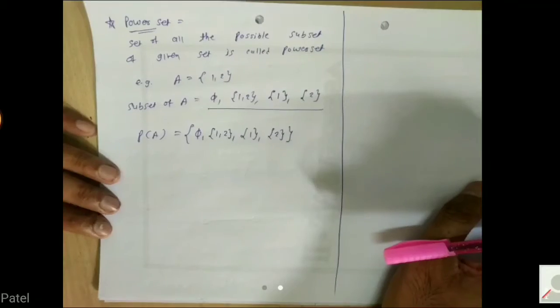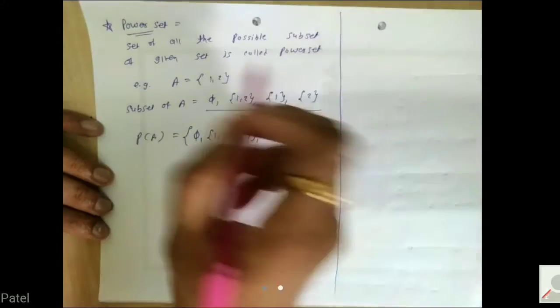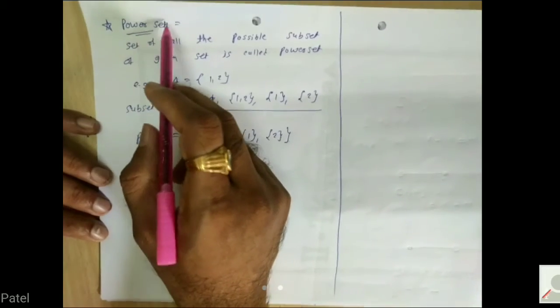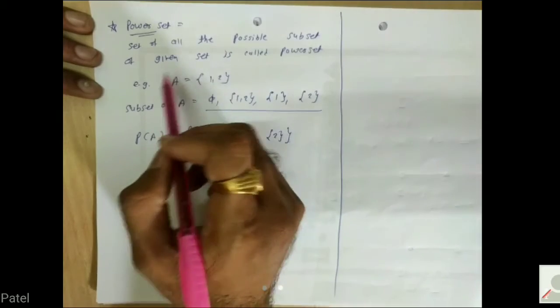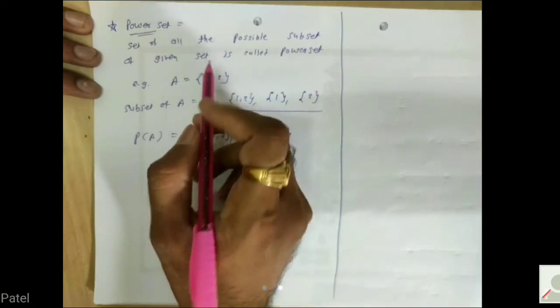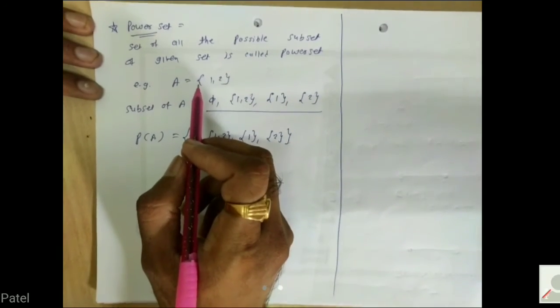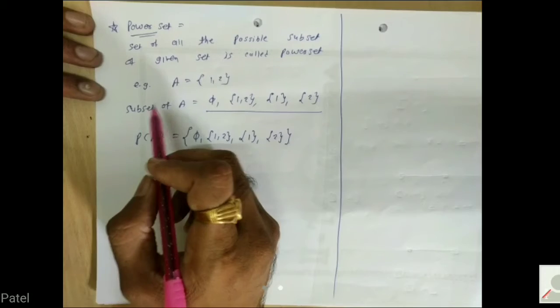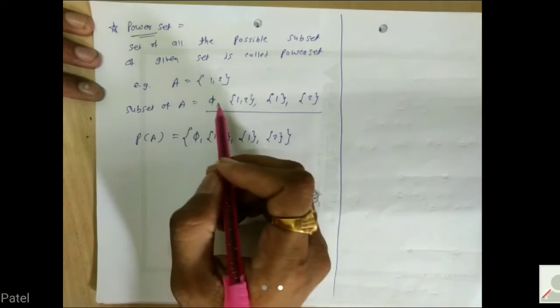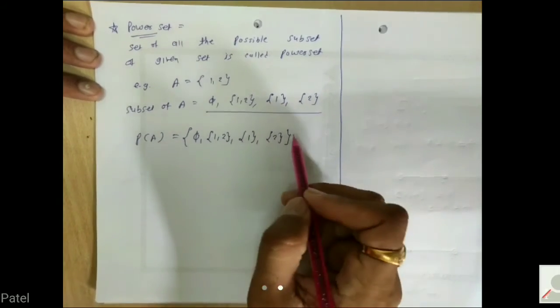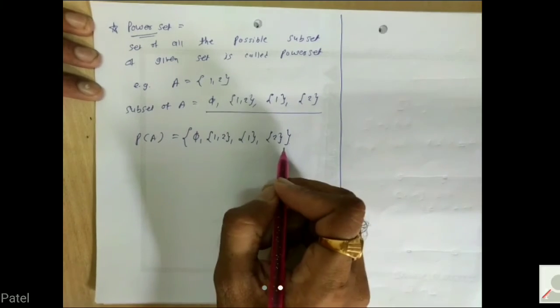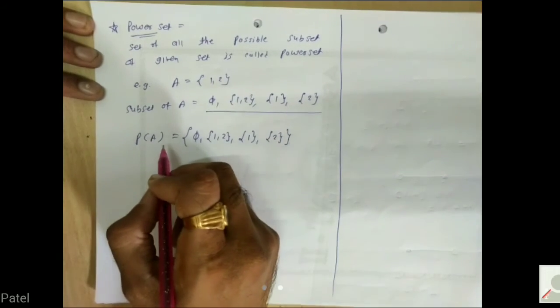Okay. Our concept is power set. So what is power set? Power set is the set of all possible subsets of a given set. For example, if you are given set A, then for set A, the set of all possible subsets is the set containing the empty set, {1}, {3}, and {1, 3}. This is the set of all possible subsets of set A, so it is known as the power set of set A.